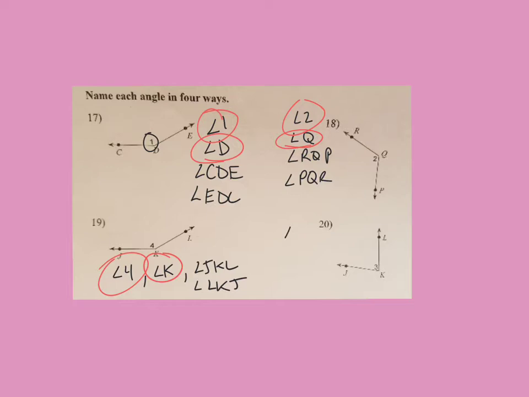Alright, 20, exact same concept. We have angle 3. I have angle K. I have angle JKL, and angle LKJ. And that's for 17, 18, and 19.